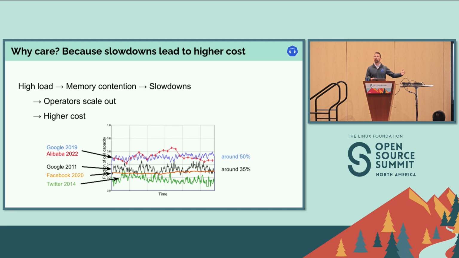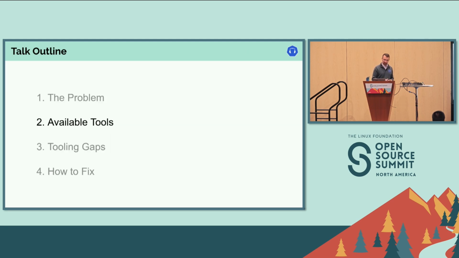So why should only the hyperscalers benefit from increased utilization? We should all benefit from it. And the key to that is solving this interference and slowdowns. So what can we do to solve this problem?